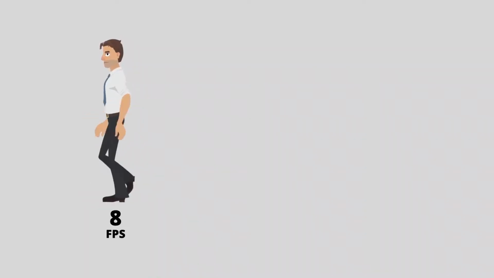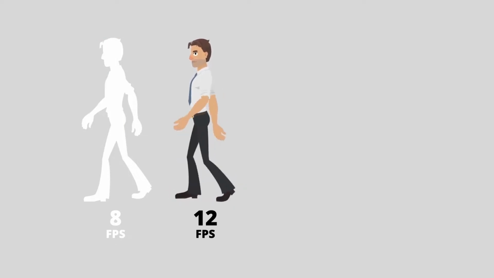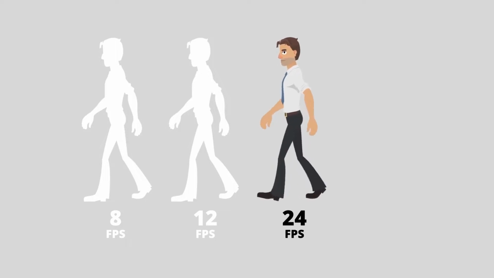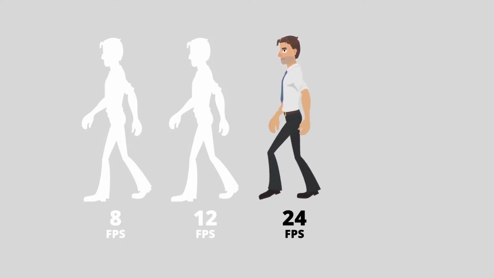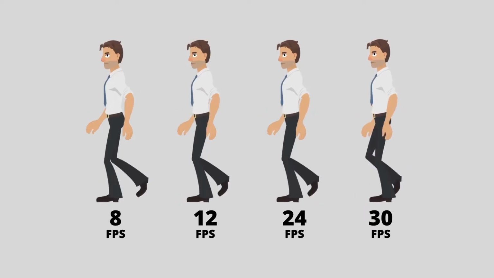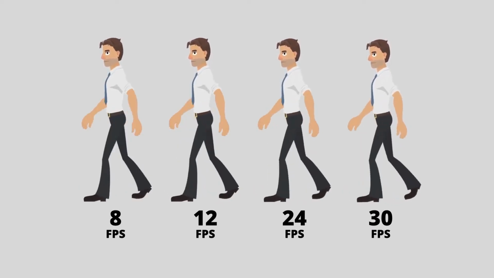Here's a character walking at 8 frames per second. Here's the same exact character walking at 12 frames per second. It's the same timing, but the frame rate is different. Here's that same character walking at 24 frames per second. And here's the character walking at 30 frames per second. You can see for yourself. They are all walking at the exact same speed.